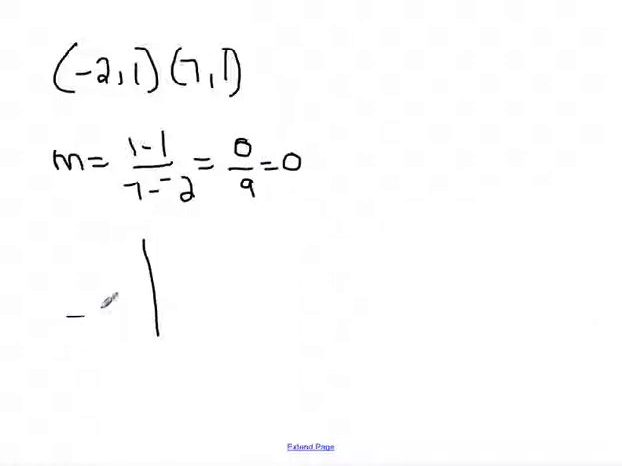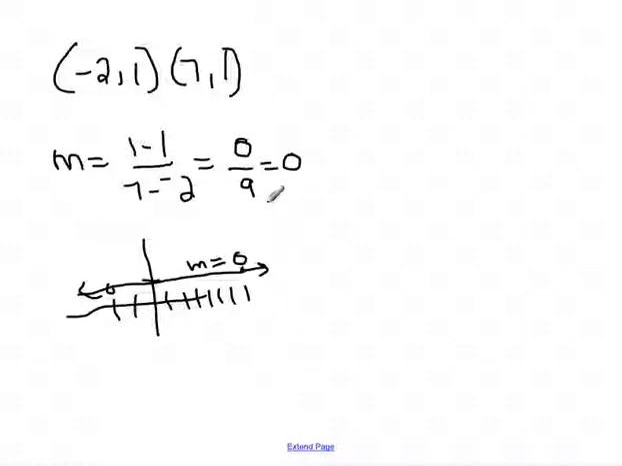But if I graph that, let me think about what's going on. -2, up 1, and over to 7, 1, 2, 3, 4, 5, 6, 7, up 1. There's my graph right there. That has a slope of 0. Okay, so let's do another example then. Let's do something like, let's see, 1, 3, and 5, 5.